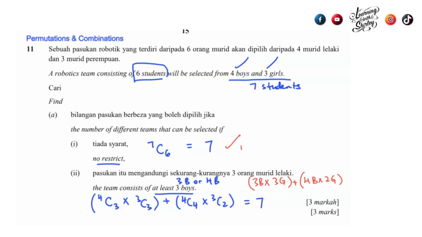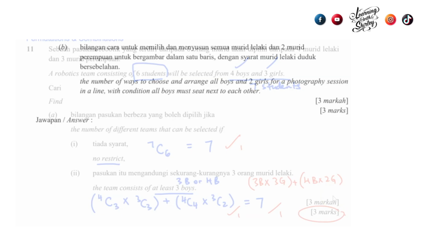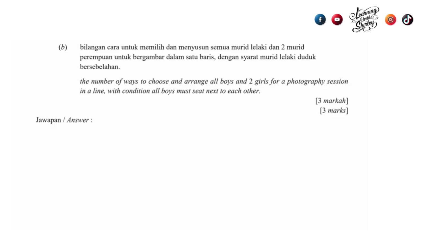So this will be 2 marks. Where do we get the 2 marks? The working here 1 mark, and then the answer 1 mark. So total will be 3 marks for this question A. Let's look at question B. So this is on permutations.